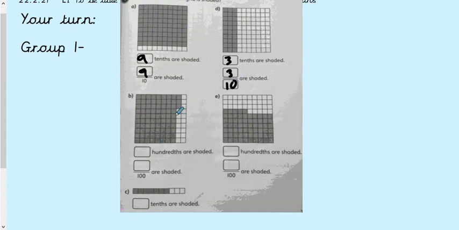Then hundredths, so here it's 83, I think. So 83 hundredths are shaded. And this one is 1, 2, 3, 4, 5, 6, 65 hundredths shaded. And then this one, 1, 2, 3, 4, 5, 6, 7, 7 tenths are shaded.